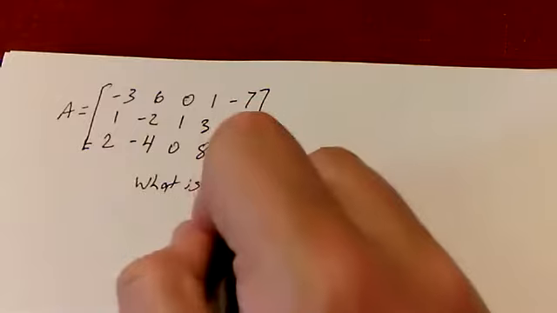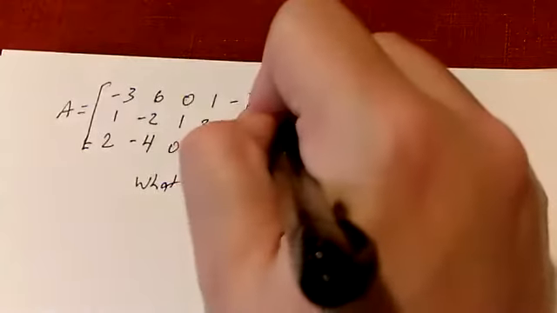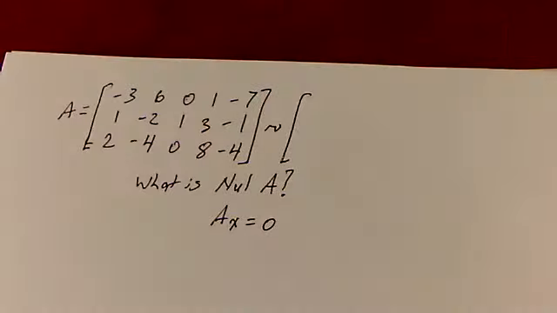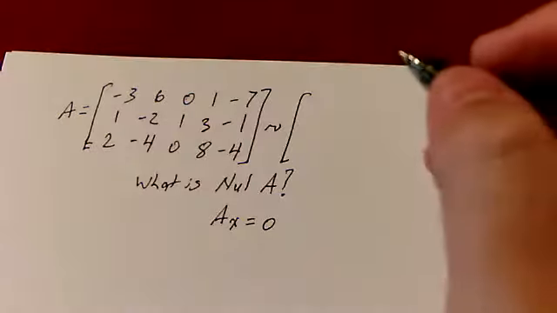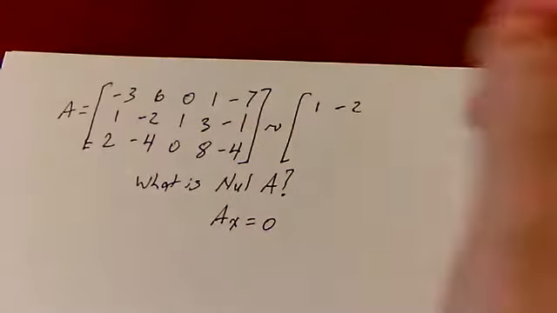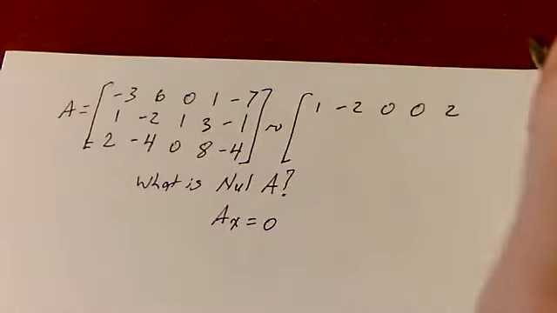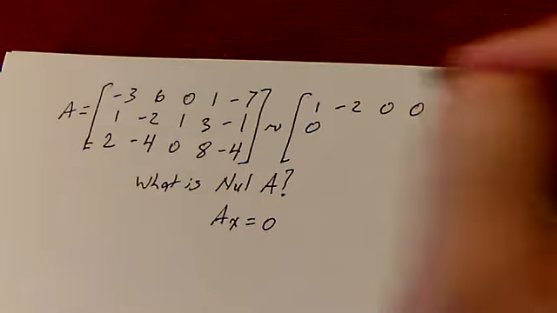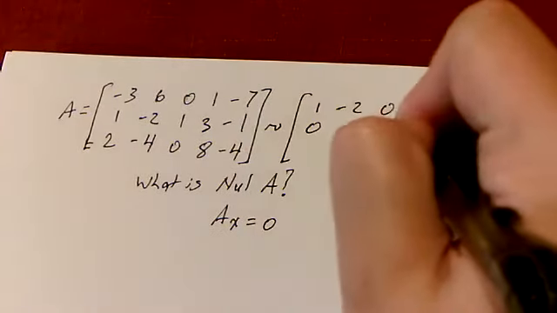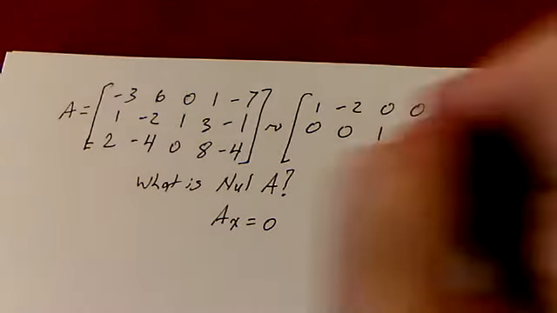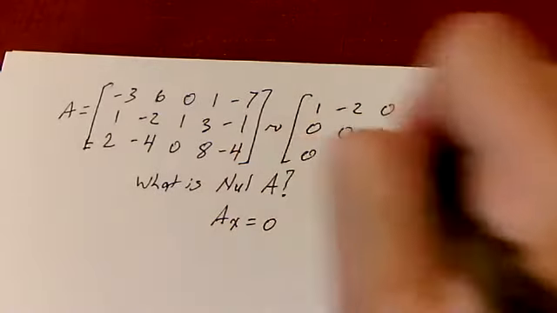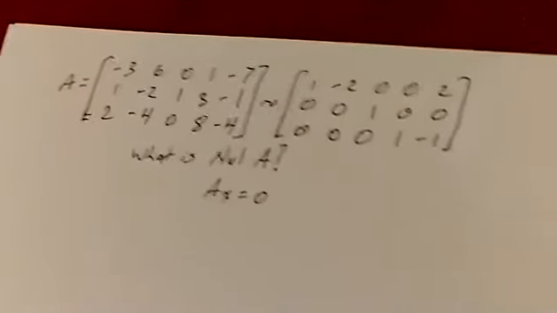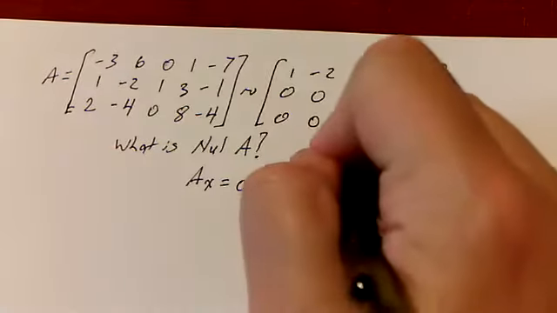The null space of A is everywhere that Ax equals 0. So let's go through and row reduce this. Use your calculator, use row operations. It's not too bad because there are only 3 rows, but I'm going to give you the secrets here. First row: 1, -2, 0, 0, and 2. Second row: 0, 0, 1, 0, 0. Third row: 0, 0, 0, 1, and -1. As I look at this now, I have a solution set.